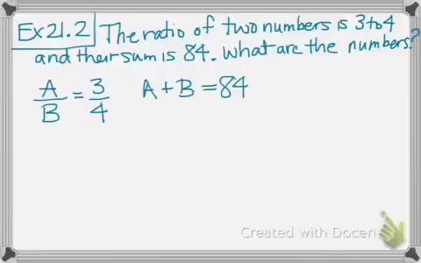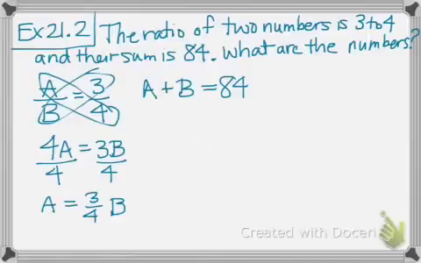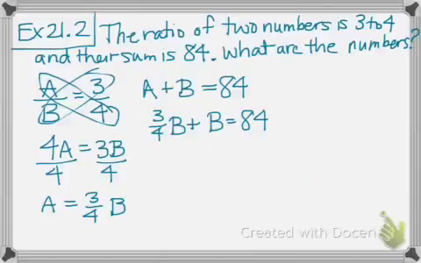And from here, I'm just going to solve. So I have 4A equals 3B because I'm cross multiplying. And I'm going to solve for A, so I'll just divide both sides by 4. So A is 3/4 of B. I can take that and plug it in. 3/4 B plus B equals 84. And 3/4 plus 4/4 is 7/4 B equals 84.